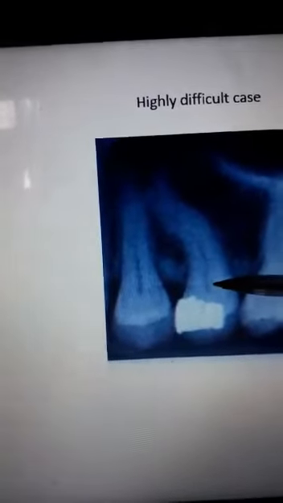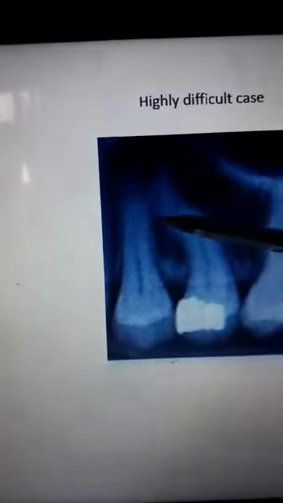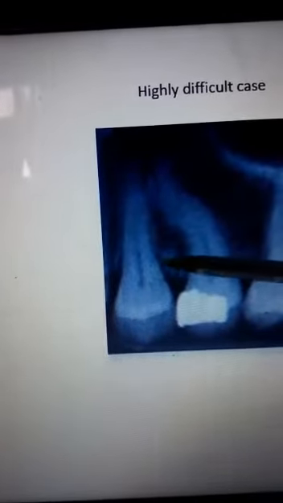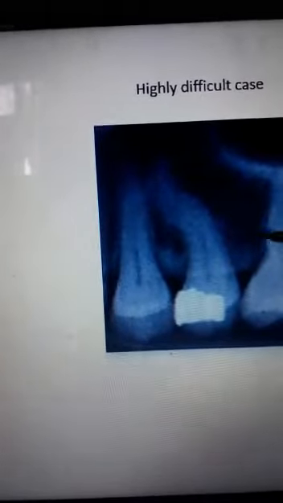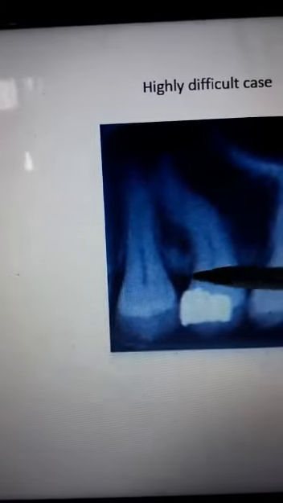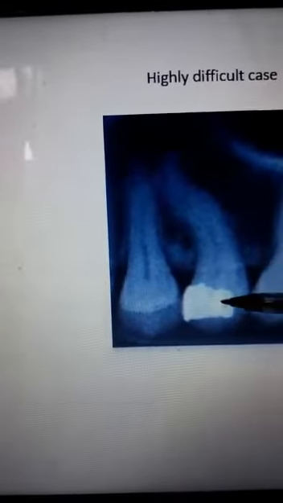Look at the periapical lesion. Is it more than 6 millimeters? Then it's highly difficult. Then you also look into the periodontal support of the tooth. Is there enough periodontal support for the tooth? Would the tooth become mobile?